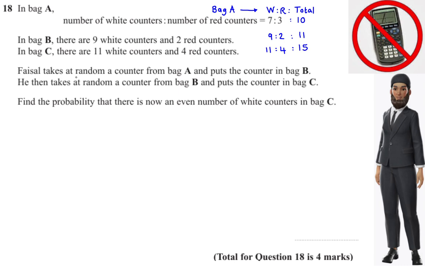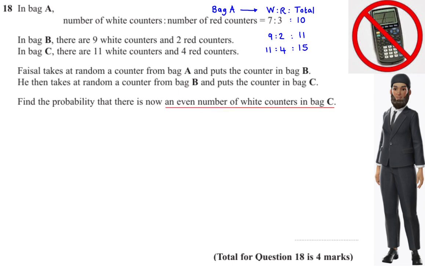Okay, Faisal takes at random a counter from bag A and puts a counter in bag B. He then takes at random a counter from bag B and puts a counter in bag C. Find the probability there is now an even number of white counters in bag C. Now what I've noticed is that we're going to place something from bag A to bag B, then bag B into bag C. Now the only way we could end up with an even number, because this is what we need to focus on, an even number of white counters in bag C.